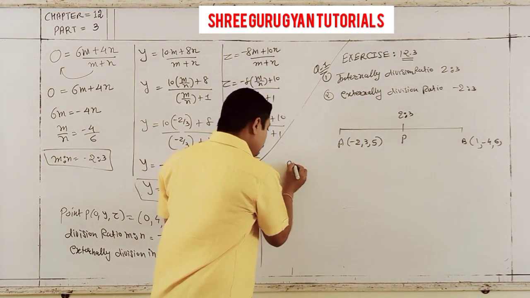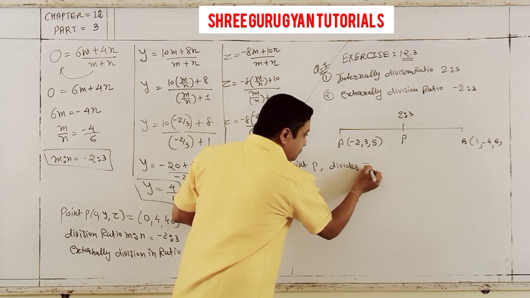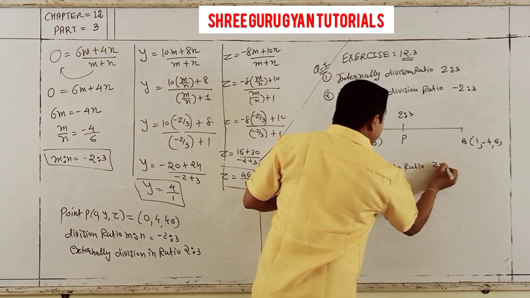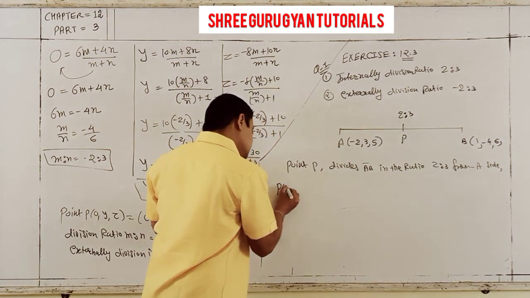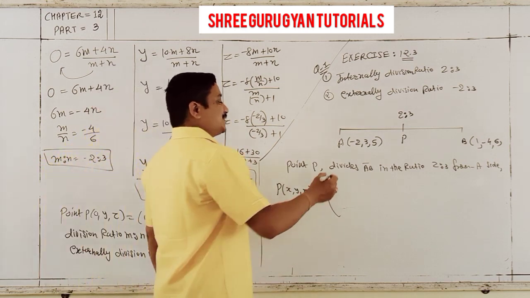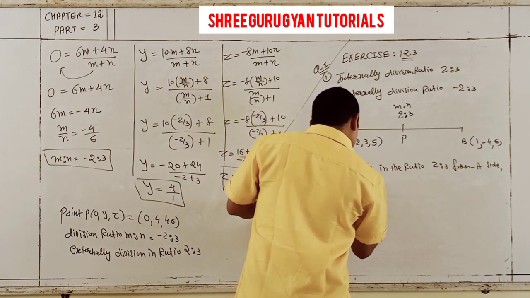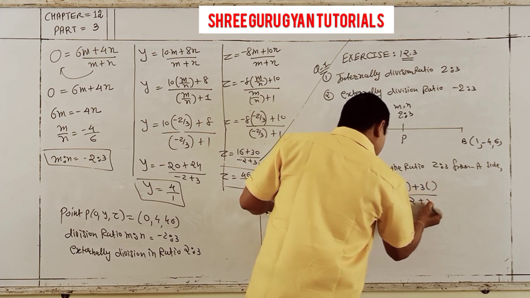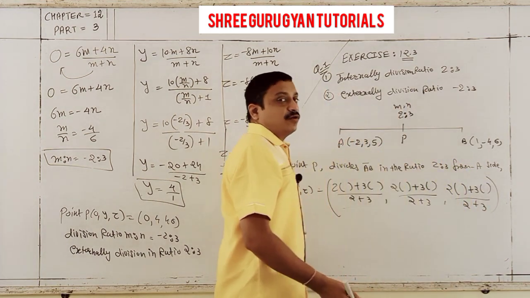So point P divides AB in the ratio 2 ratio 3 from the A side. So I just consider A, X, Y, Z and the point. 2 ratio 3 means, students, here consider M ratio N. So apply the same, 2 bracket, 3 bracket, similarly, and same, and put the values back side.